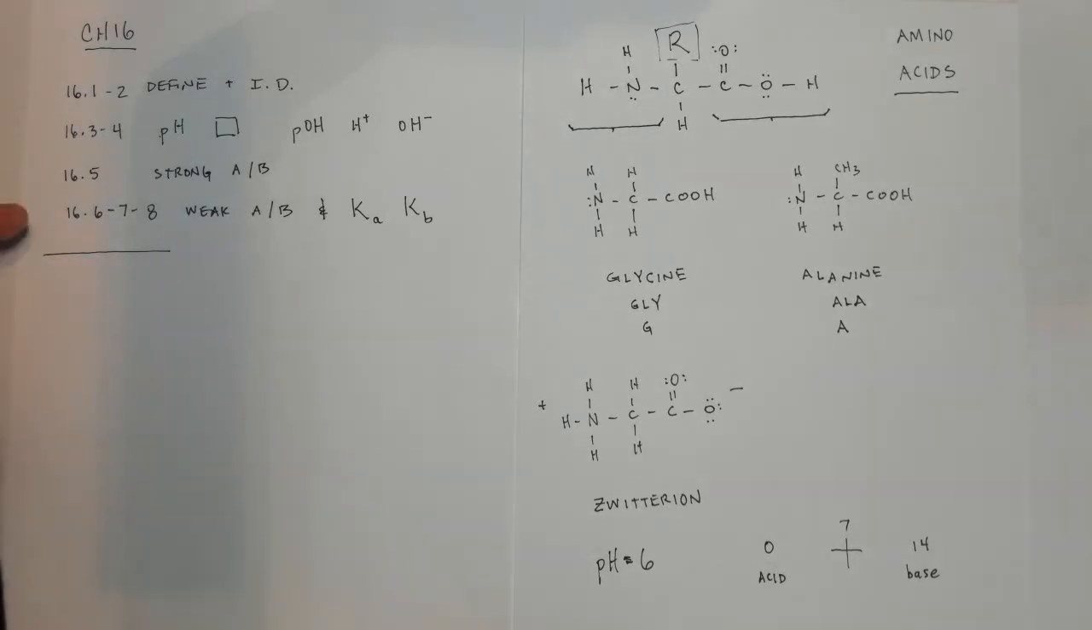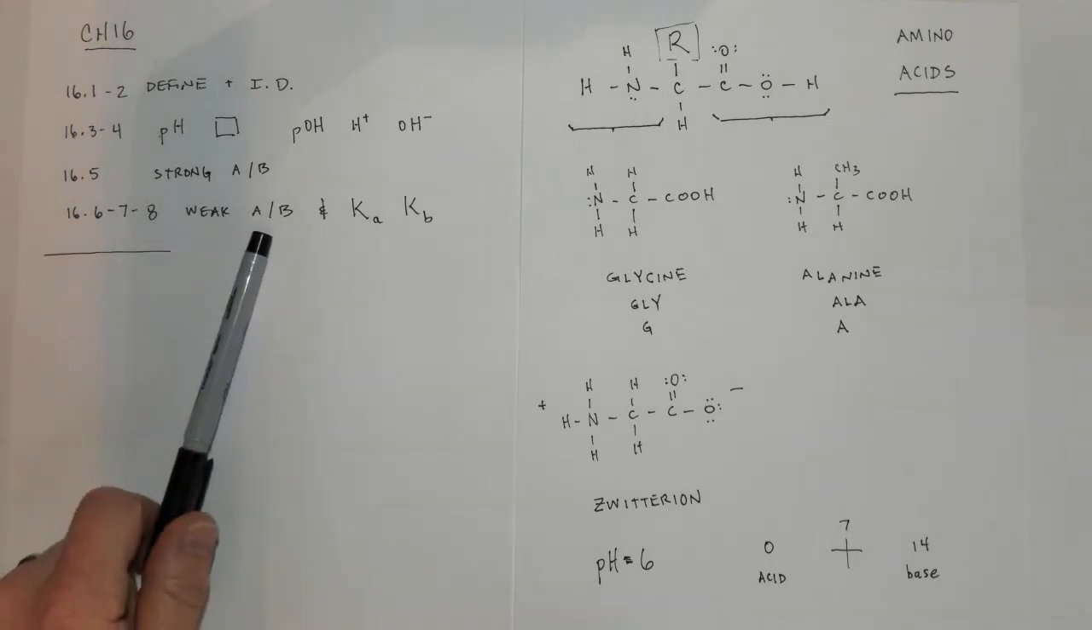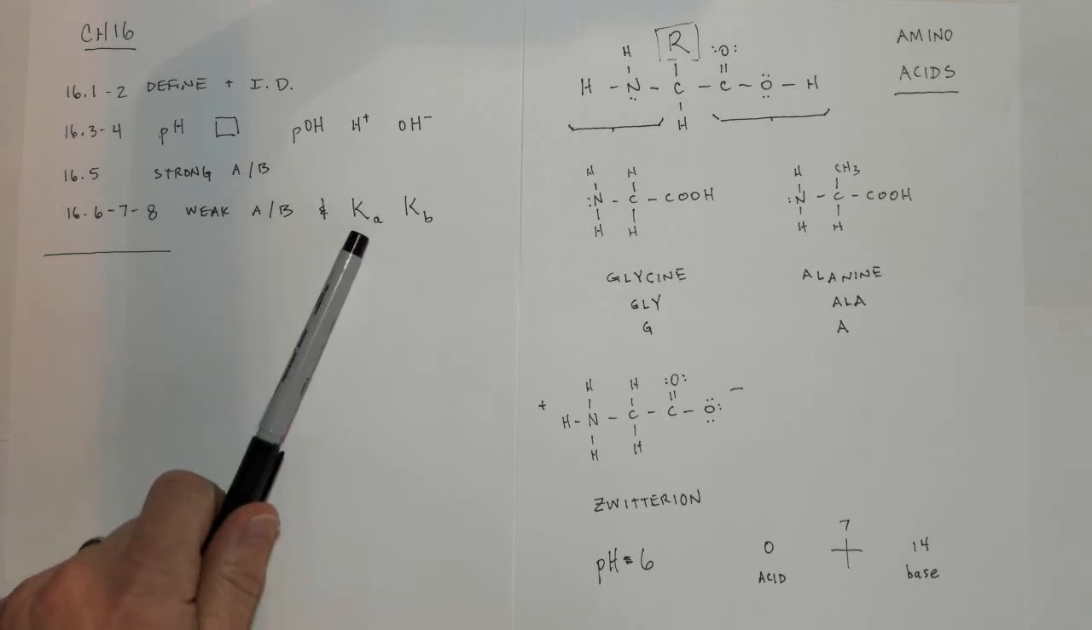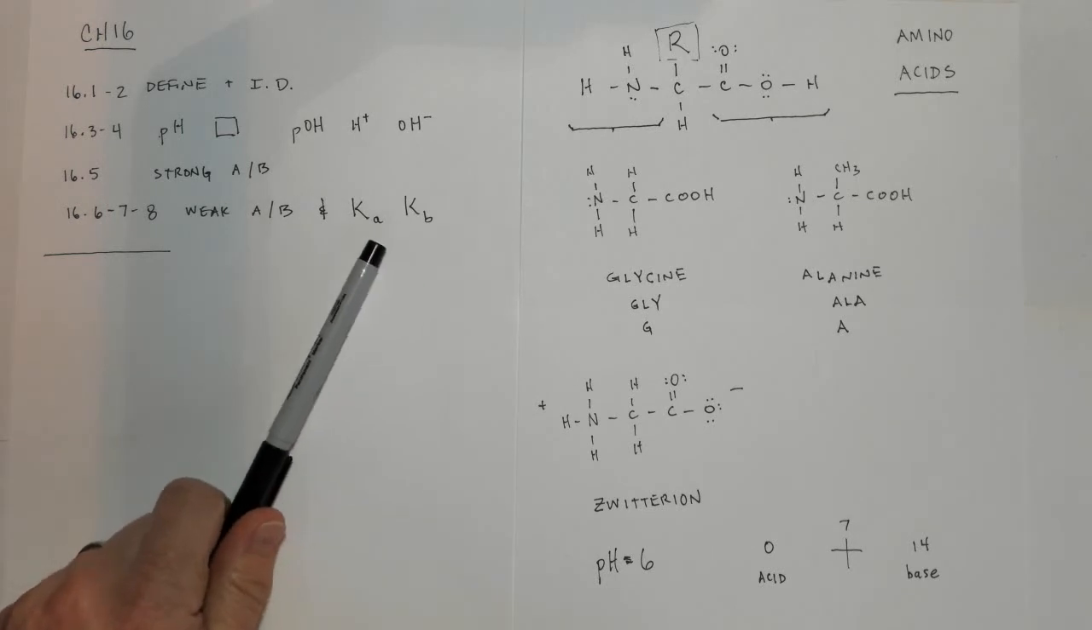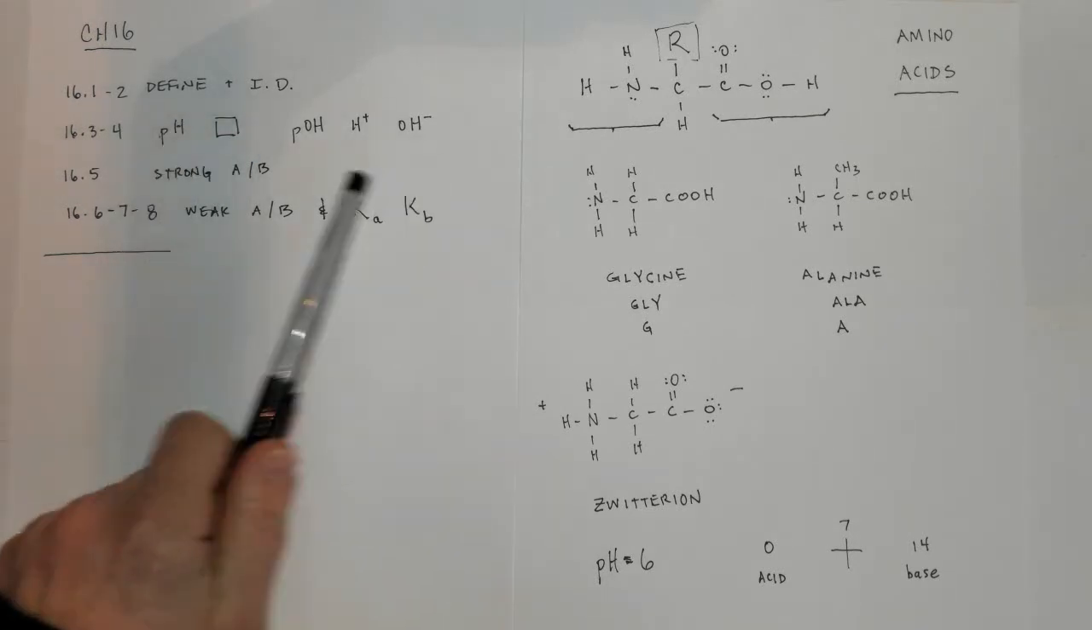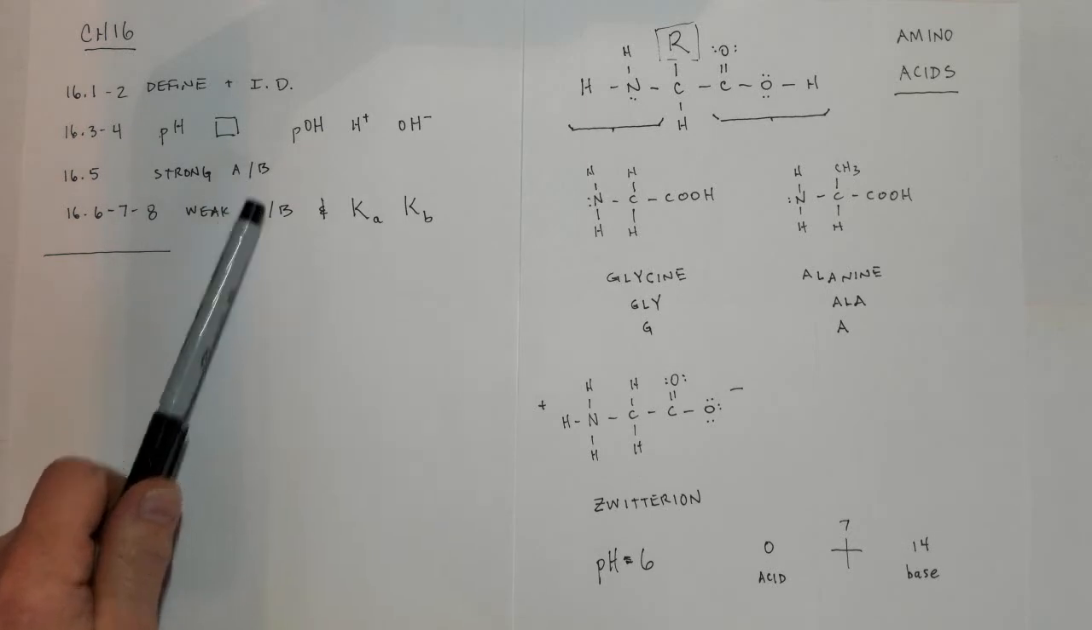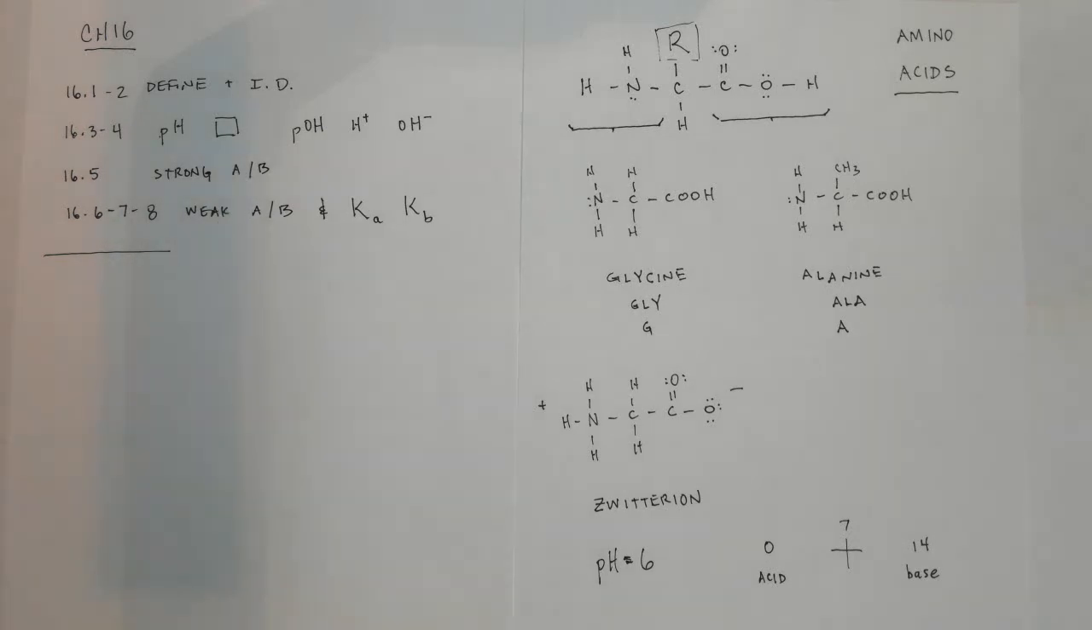So we're now to this portion of chapter 16 right here, where we're going to begin talking about weak acids and bases and how their equilibrium constants allow us to calculate things from the pH score to identify them. So just a tiny bit of chemistry in your everyday life.